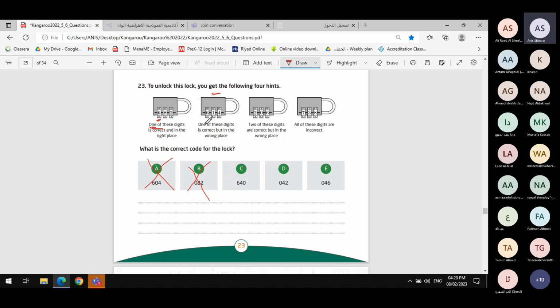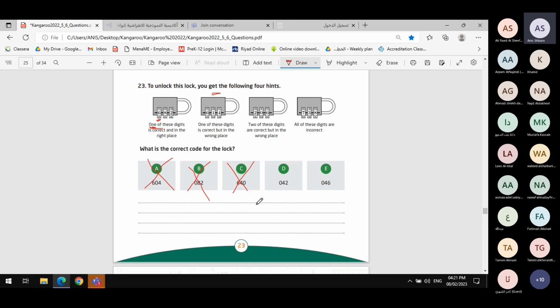Okay. So those conditions are not in one order. So one of these digits is correct, but in the wrong place. 6 and 4 are correct in C. They need only one. So C, does it apply for this? So simply remove C.